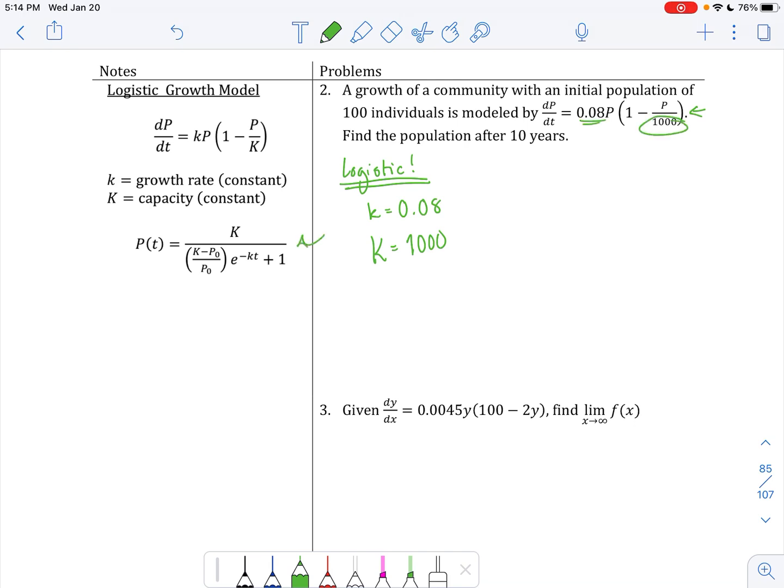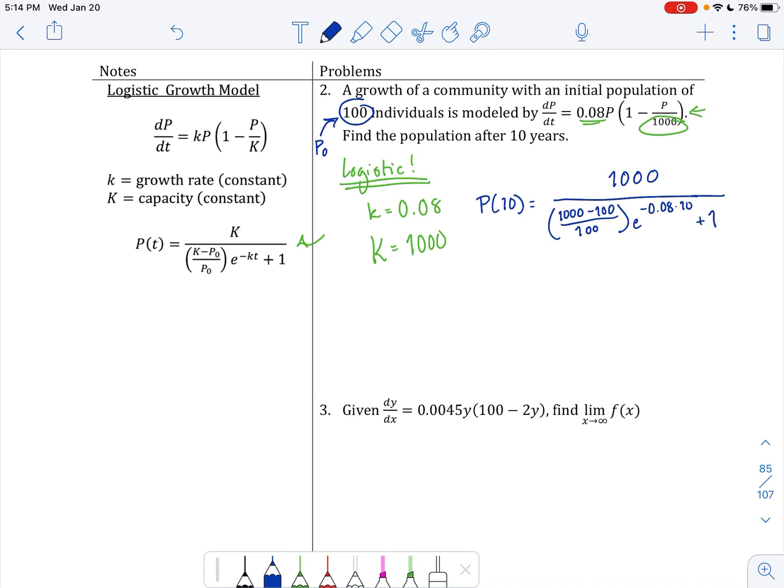So I can just plug them in to my final question, and it's asking after 10 years, so it's asking P of 10. Well, plugging in the numbers that are given, we end up with 1,000 minus 100, since this is our P sub 0, over 100, and then e to the negative k, so 0.08, t is 10, plus 1. And the numerator should just be the carrying capacity of 1,000.